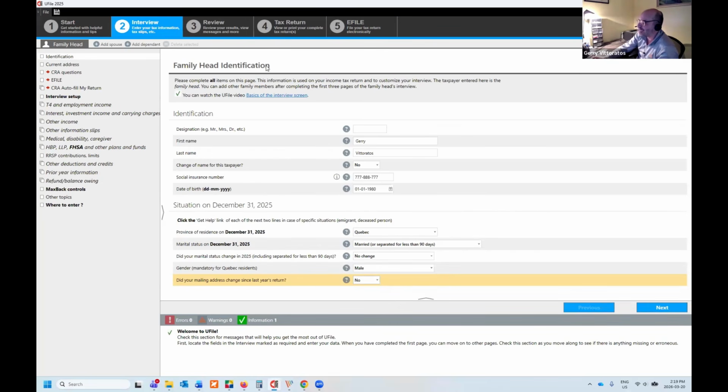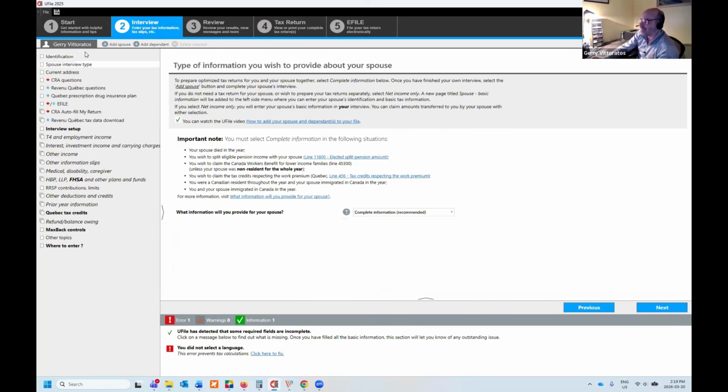And once I'm done with this entry page, again, I'm in the first section of the navigator, I click next. And now the program takes me to the second section of the navigator. So you see, I'm following each individual section of the navigator. I just follow it through.